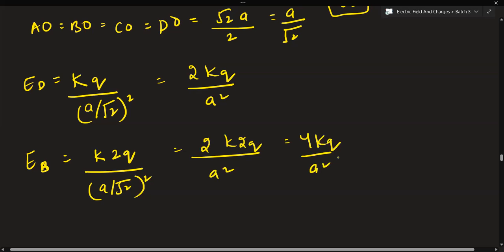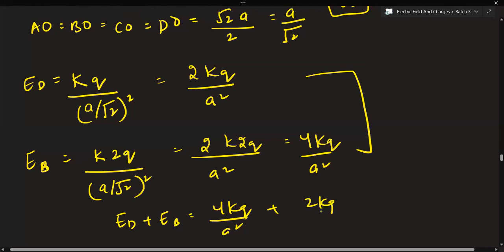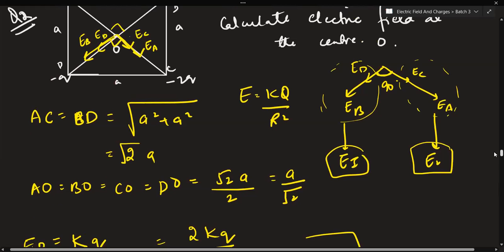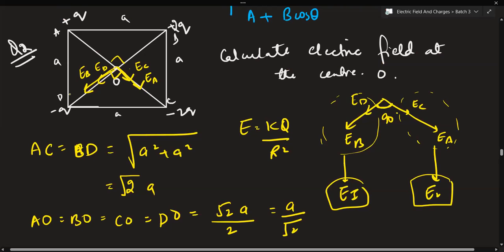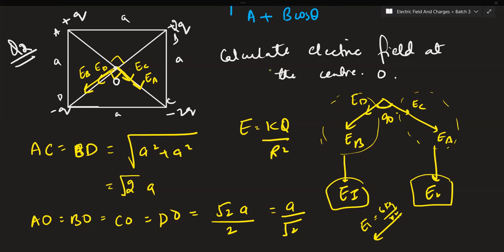Now, if you have ED and EB with you, add both of them. ED plus EB is 4KQ by A square plus 2KQ divided by A square. This is 6KQ divided by A square. This looks lengthy, but it is not so lengthy, because we are discussing each and every point in detail. That's why it is taking time. So ED plus EB has been solved: 6KQ by A square. It means we have E1 now. One arm has been solved. Is this clear to all of you or not?